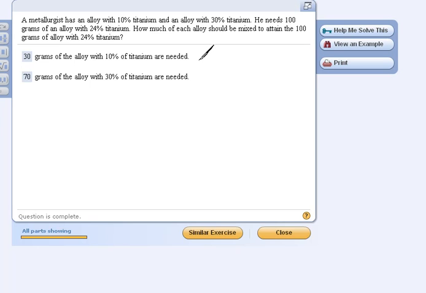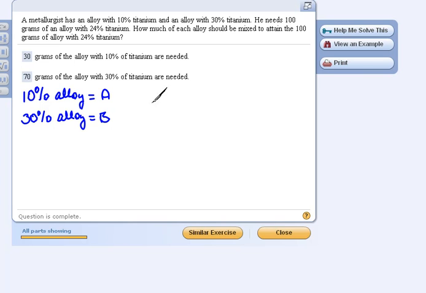Okay, the first thing that we need to do here is identify our variables. Since we're working with a 10% alloy and a 30% alloy, I'm going to let those be my variables. So I'm going to call this one A and this one B. Now by doing that, we can set up our equations much nicer.